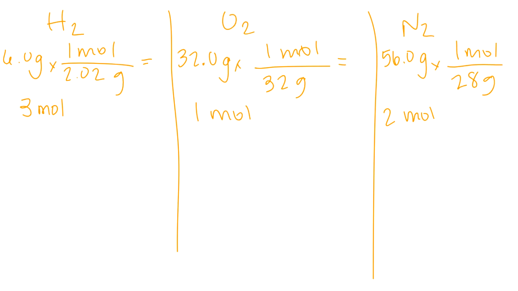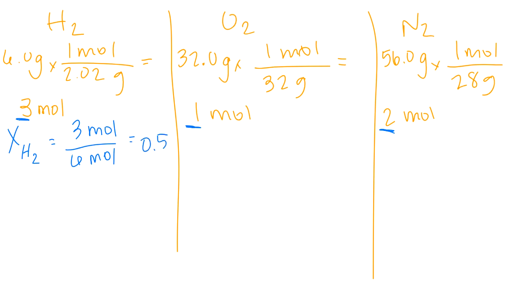So to find the partial pressure, we need the mole fraction. So for our mole fraction of hydrogen, we'll do that in a new color. We'll say the mole fraction of hydrogen is equal to the number of moles of hydrogen, which we just found is 3, over the total number of moles. So the total number of moles is going to be 3 plus 1 plus 2, which is 6. So 6 moles total. That's going to give us 0.5.